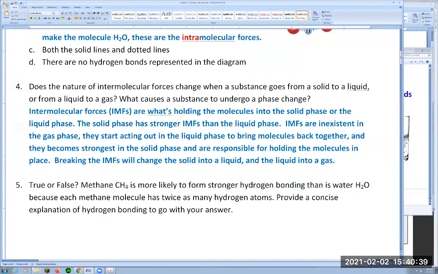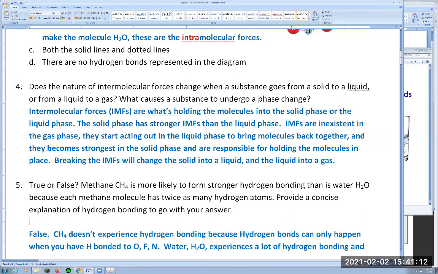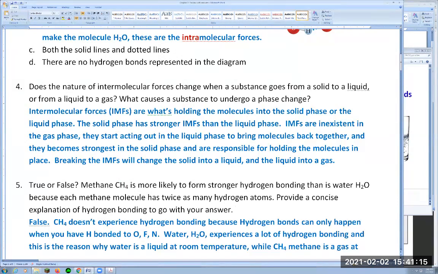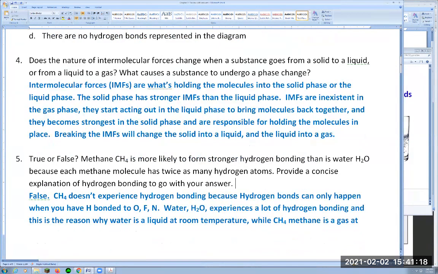Well, no, it's false, right? For hydrogen bonding, we said we need hydrogen to be bonded to oxygen, fluorine, or nitrogen. And here, all the hydrogens are bonded to the carbon. The methane is simply carbon in the center, surrounded by 4 hydrogens, bonded to the carbon with single bonds. There is no hydrogen bonded to oxygen, fluorine, or nitrogen. So you cannot have hydrogen bonding in methane. However, in water, we saw how we have hydrogen bonding because we have hydrogen bonded to oxygen.